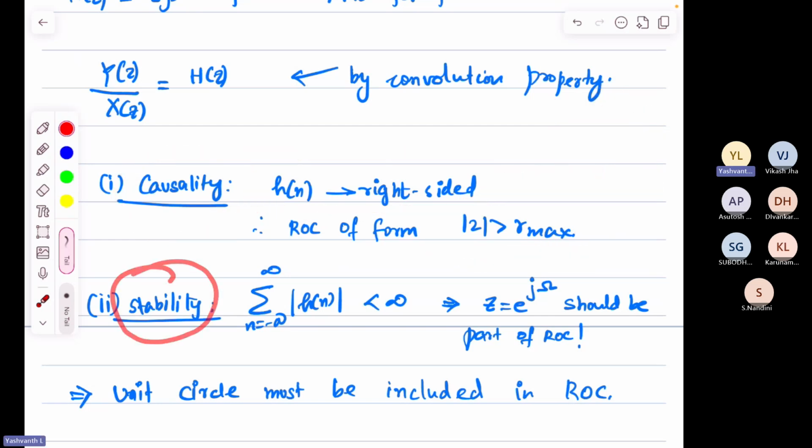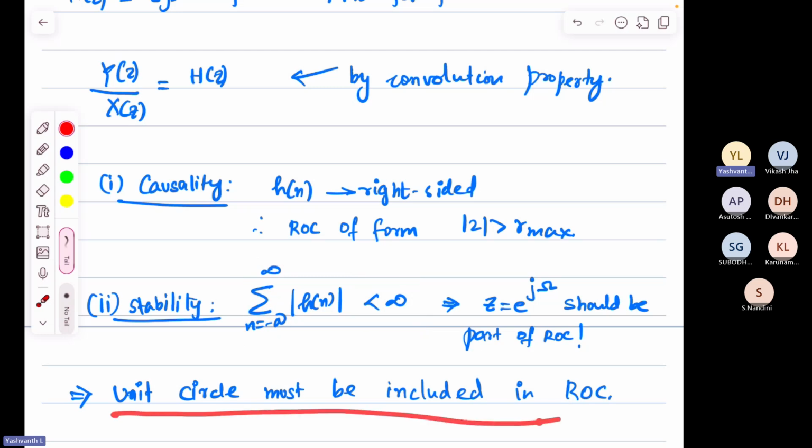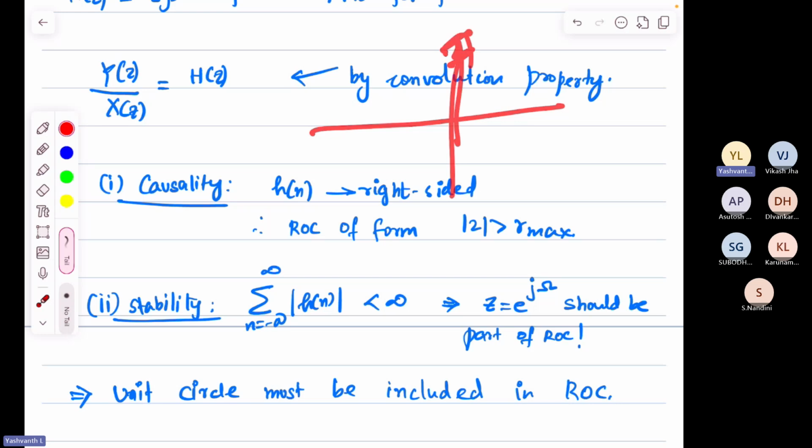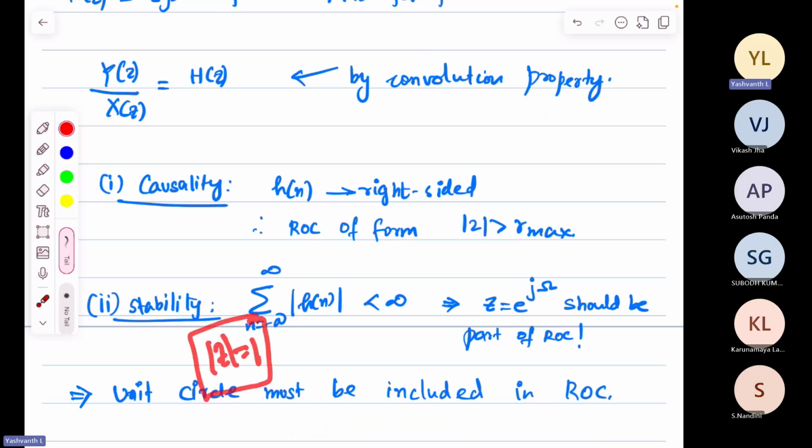Now, for stability, the condition on the impulse response is it should be absolutely integrable or summable, because it's a summation. This means what you can show is that the unit circle must be included in the region of convergence. So remember, for Laplace transform, what we said is if your j omega axis is contained in the ROC, then that continuous time system is a stable system. The counterpart to that is if your unit circle, that is mod z equal to 1, is included in the ROC, then that discrete time system is going to be a stable system.